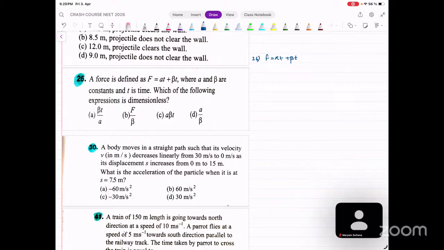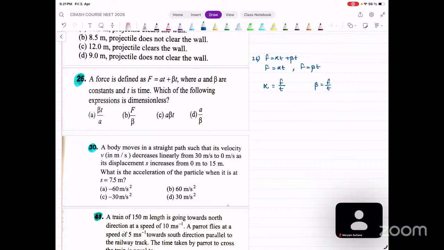This means you are applying the homogeneity principle, so F must be equal to α into t. In the same way, F must also be equal to β into t. Clear? That means α into t and β into t have the same dimension as that of force. Am I clear? That means from this I can get α equals force divided by time. The same way, β is also equal to force divided by time.